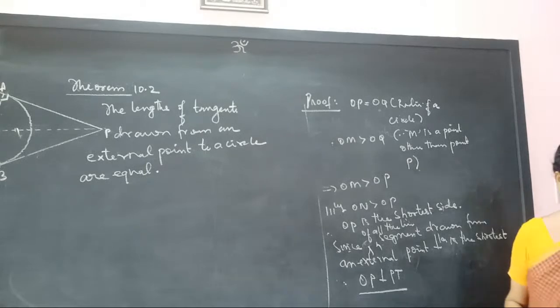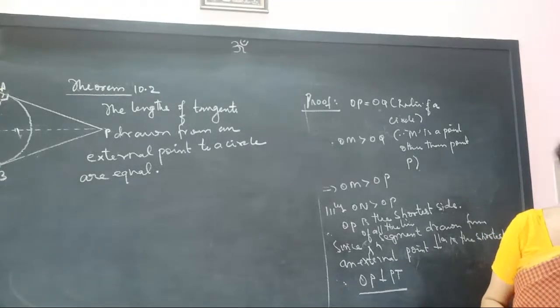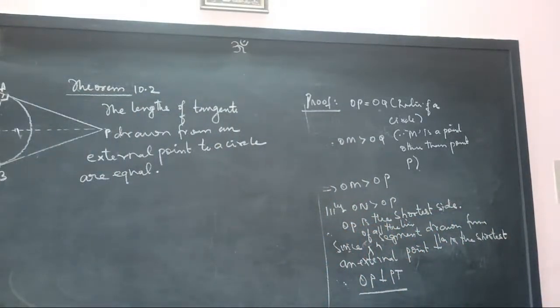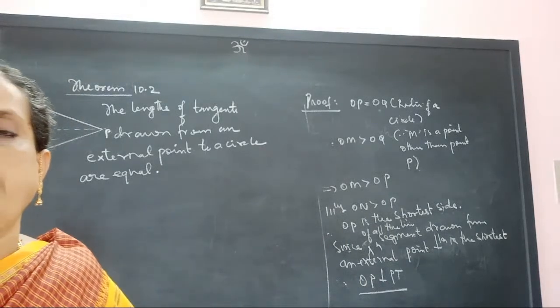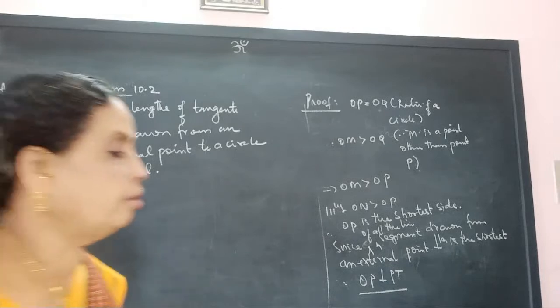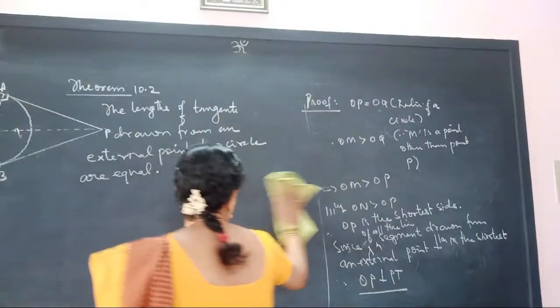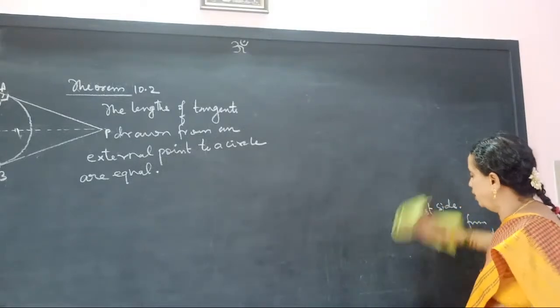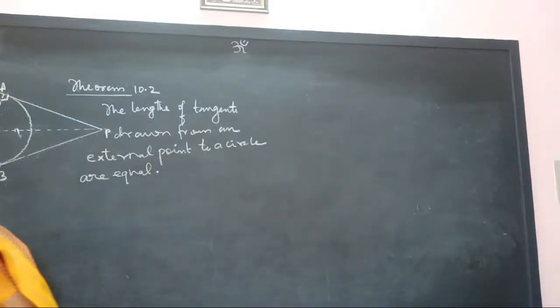The length of the tangents drawn from an external point to a circle are equal in length. Using that condition, we verified it in the construction chapter, construction of pair of tangents. Same concept we are going to prove. It was proved there by verification, by measuring. Now here it should be proved by the congruency of triangles. Is it clear? Take the figure, and below the figure you have to write the statement given.